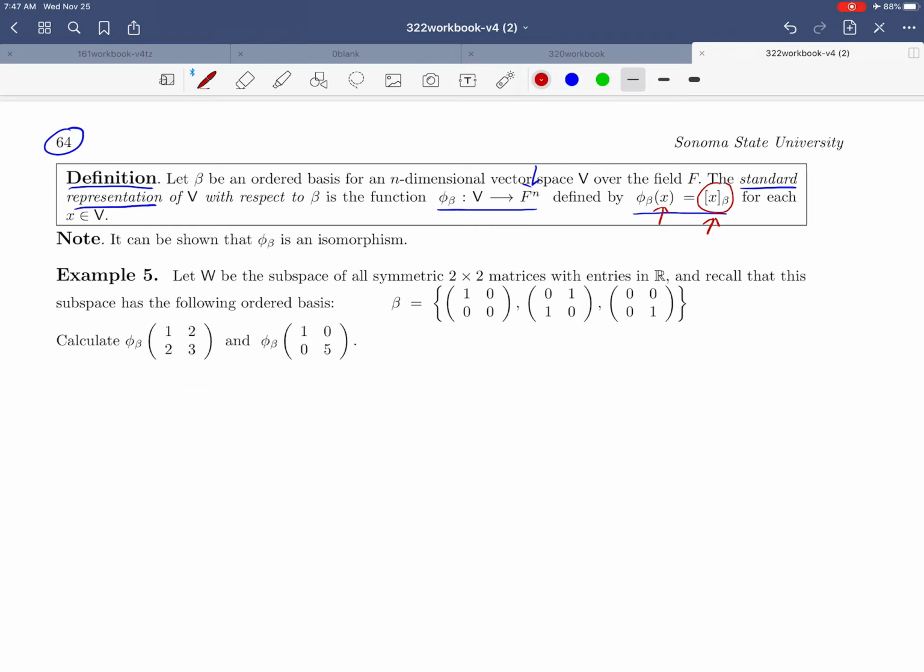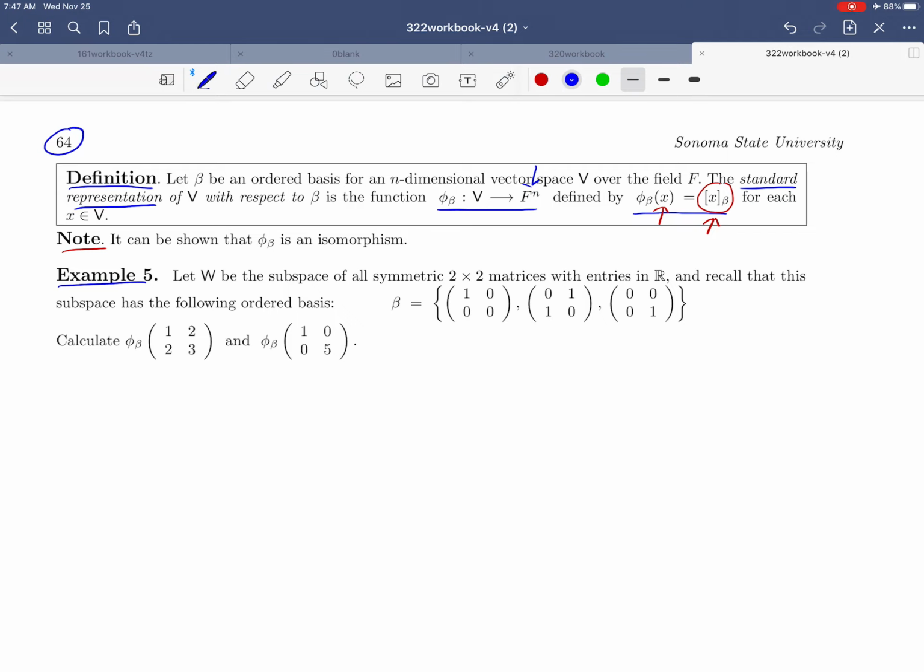Okay, and it turns out that this phi beta that we just defined is an isomorphism, a natural correspondence between the vector space and coordinate vectors relative to a basis. Now, the best way to get a feel for what this function is doing is just to look at some examples. Okay, so let's read example 5 together here.